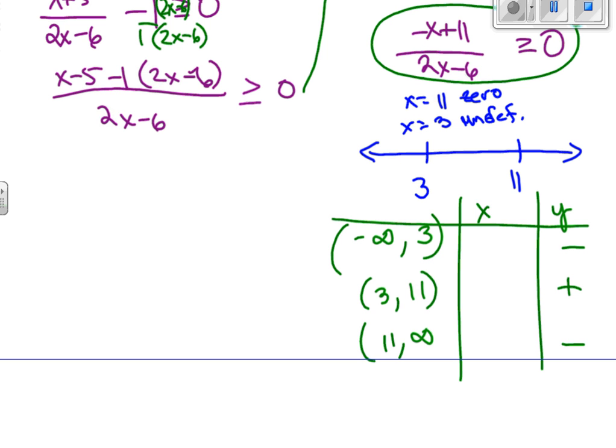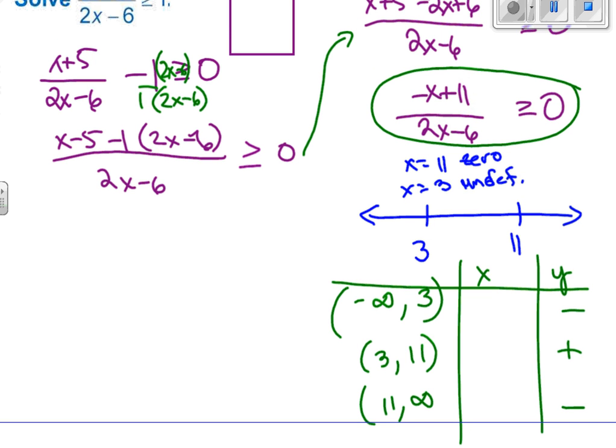Now, the deal here is this is greater than or equal to 0. So in our minds right away we think, oh, it includes the endpoints. But does it include 3? Well, no, it does not. Does it include 11? Yes. So this one is okay. This one is not okay. And when is it greater than or equal to 0? Kind of in the middle there. And so it's a parenthesis there, and a bracket. So our solution is from 3 to 11, not including the 3, but including the 11. Does that make sense?